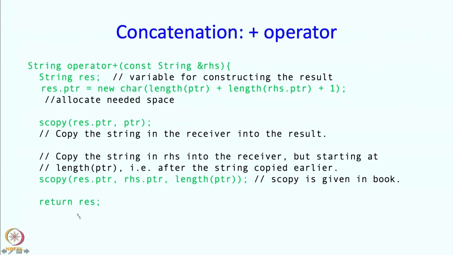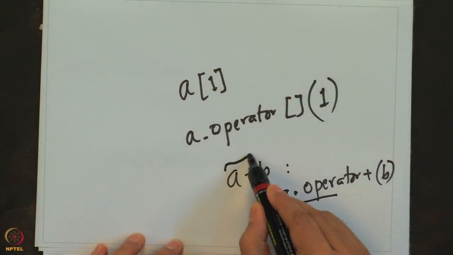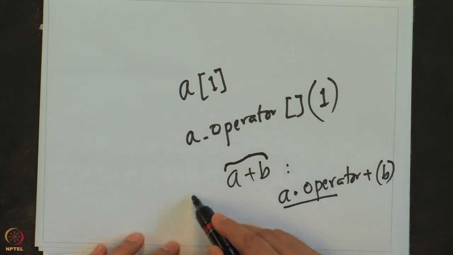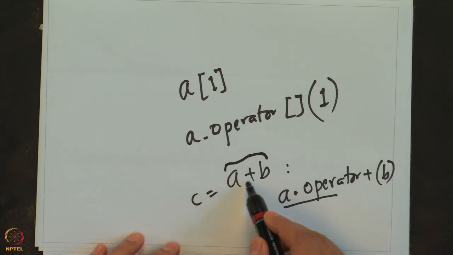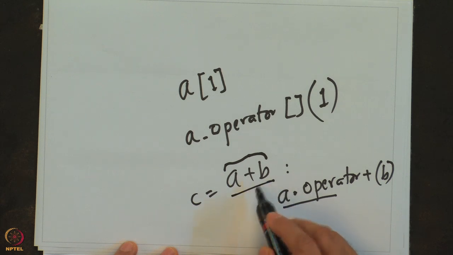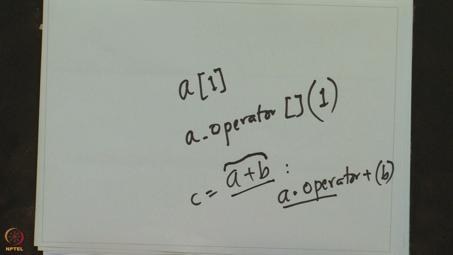And finally, res will be returned. So, the result of this will effectively be replacing this expression. Okay? So there will be a temporary which will be replacing this, and then you can do whatever you want with it. So, you might have C equal to A plus B, so that then that temporary will be assigned to C. Okay? But this evaluation will result in a temporary which contains the concatenation. So that is it. So, that is the concatenation operator.